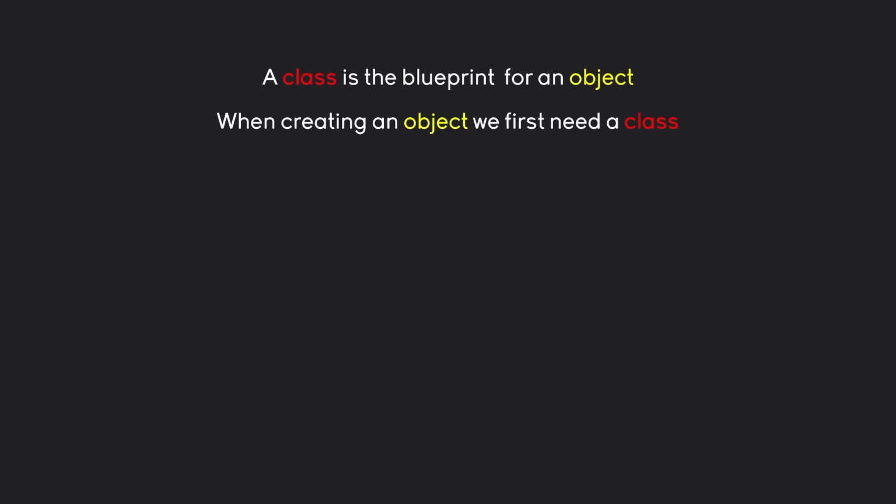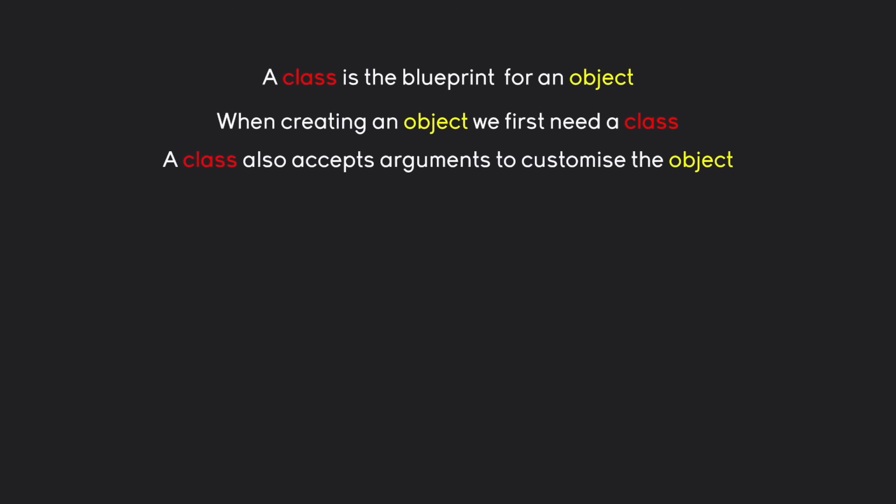And with that, we have objects. Now, the next question is, what are classes? And this is fairly easy to explain as well. The class is basically a blueprint for an object, meaning whenever we create an object, we first have to create a class. And a class can also accept arguments to customize the object we are creating.